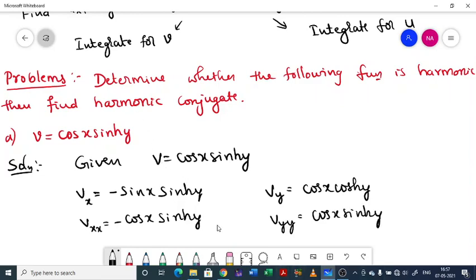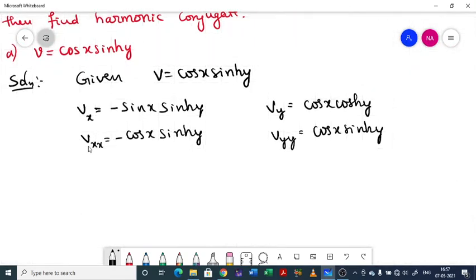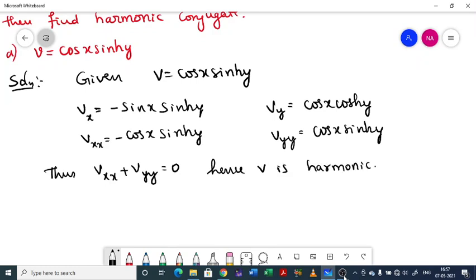So from this we can observe that v double x equals minus v double y, that is v double x plus v double y equals 0. Hence v is harmonic. Now we need to find its harmonic conjugate.